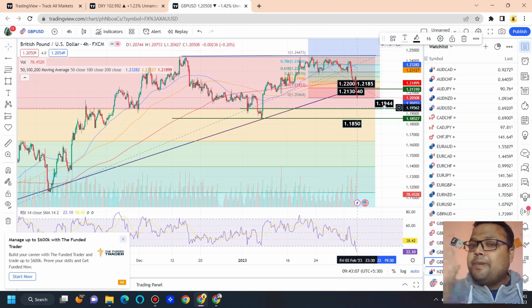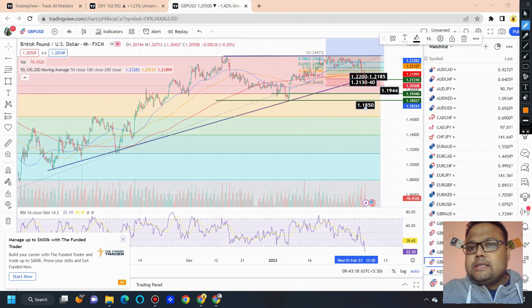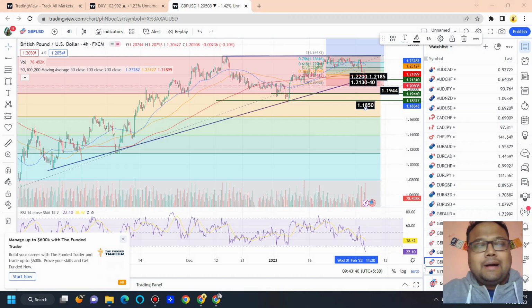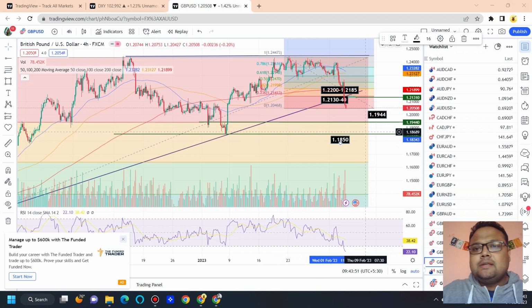In case market breaks Fibonacci 1.1944, do not take a sell position immediately, because we have the next support around 1.1850, and this is a whole support zone for us. So if market fails to take support around 1.1944, don't take a sell position or be biased towards sellers. Just wait for the market to come down to 1.1850. Hopefully market will be taking support around this area. So these are the levels we need to keep our eyes on if the market starts falling on Monday.